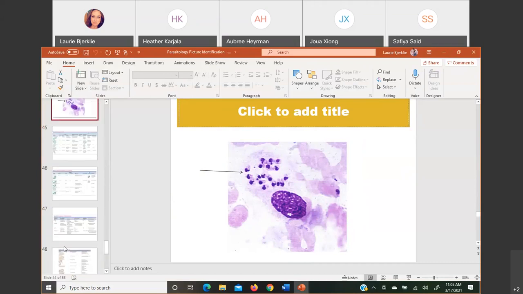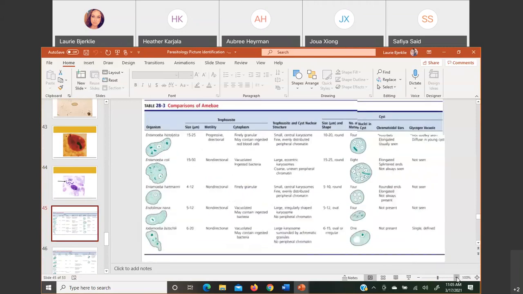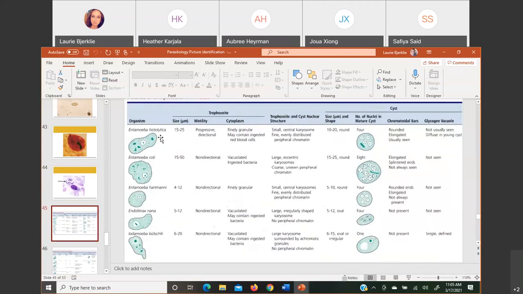All right. So the rest of these slides are information, and I think they're just really nice because each of them will kind of go over the main groups and give the features of the groups. So it's a nice quick reference sheet. So the amoebas are all on this slide here. I'll try to zoom it in for you guys.